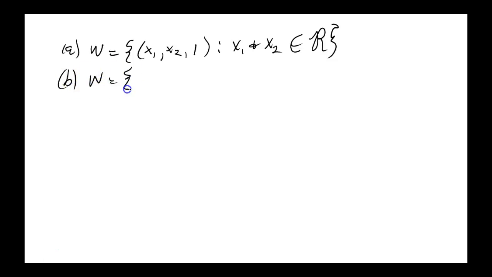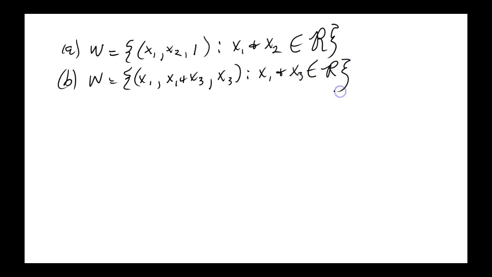Okay, the B one. Another set W, the set of all ordered triplets where the first element is x1, the second element is x1 plus x3, and the third element is x3, such that x1 and x3 are elements of the real number system.